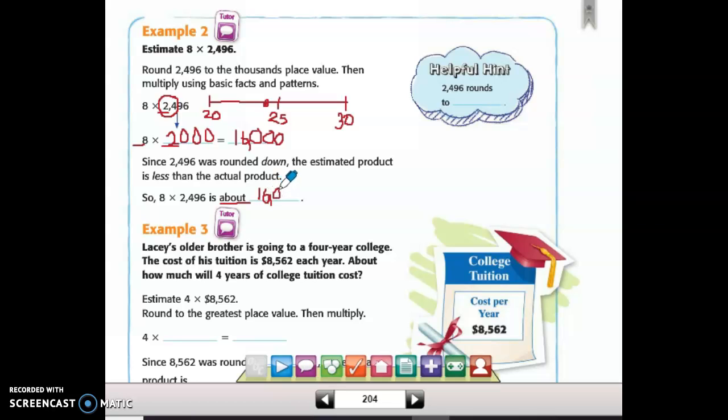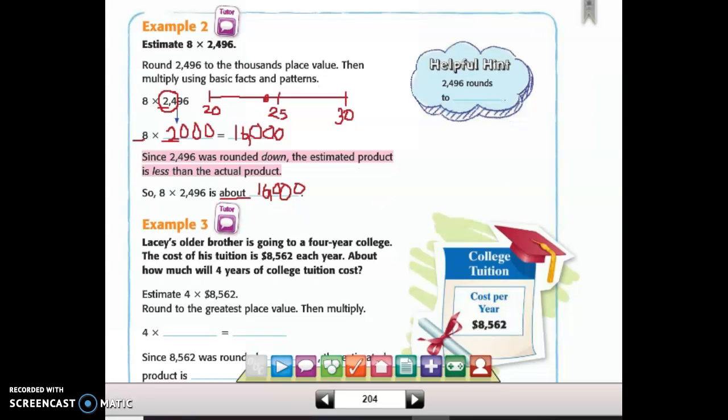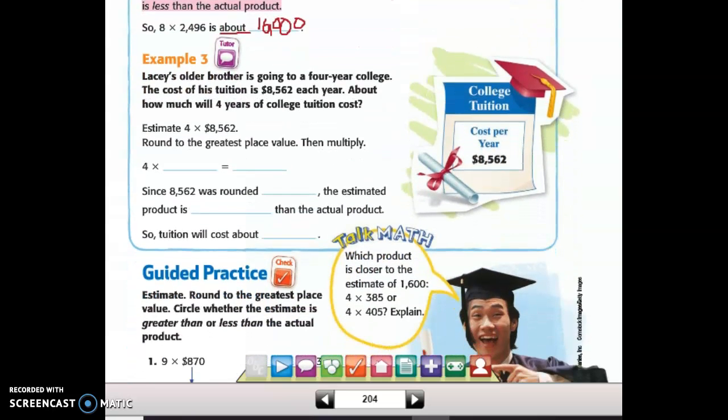Now here's something to remember what they've got written right above, which I skipped over. It's important to remember, because this is going to come up later, since the number was rounded down, the estimated product is less than the actual product. We went down to 20, so our estimate will be less than the actual answer. That's important to remember. Okay, example 3.